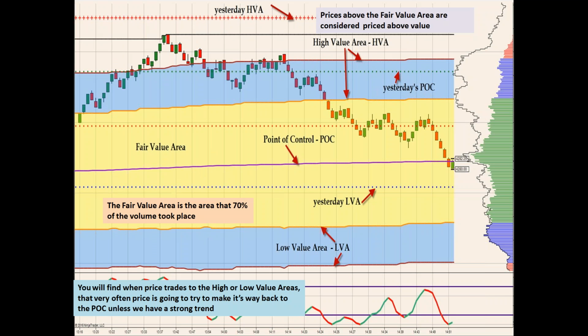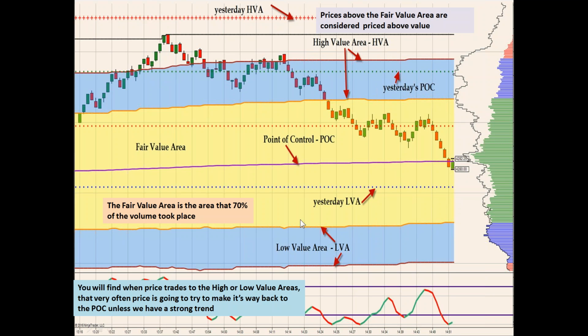So what we do in these areas, I'm going to just show you here. If everything is flat, like I was just saying, what will happen as price trades up to the high value area is it will either consolidate and roll over, find its way back to the point of control, and then back to the low value area. Then at the low value area, price will generally consolidate there, find its way back to the point of control, and then back up to the high value area.